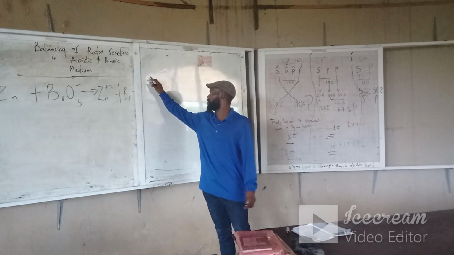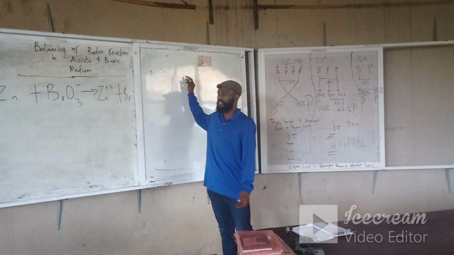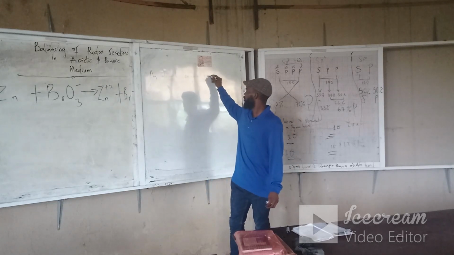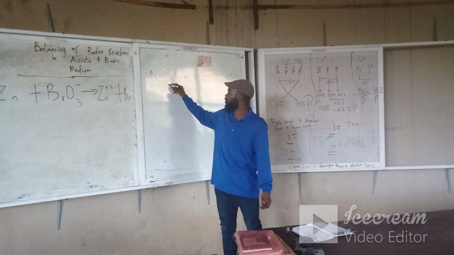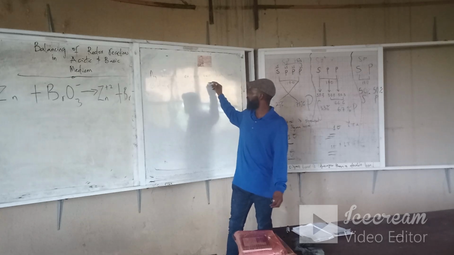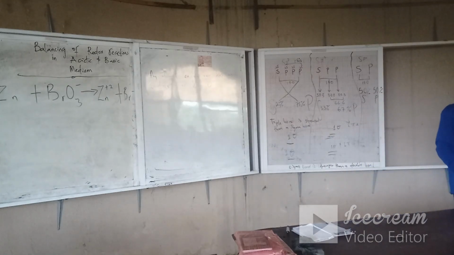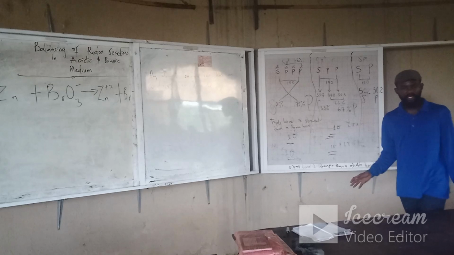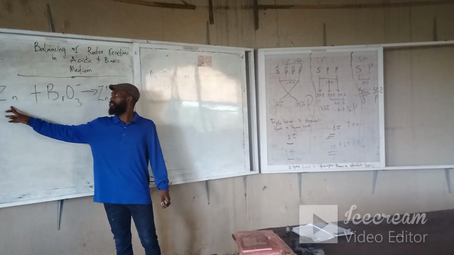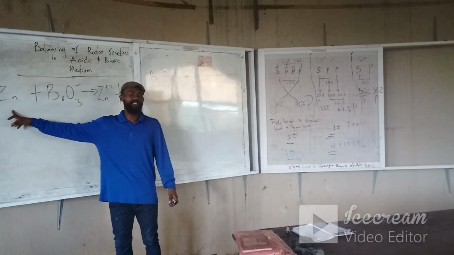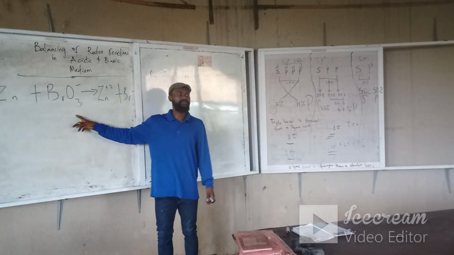Any element on its own has an oxidation number of 0. Any element you see, hydrogen, helium, lithium, once you see it standing on its own, it has an oxidation number of 0. Which means that on this board, this is zinc, this is zinc. What's the oxidation number of zinc here? 0.